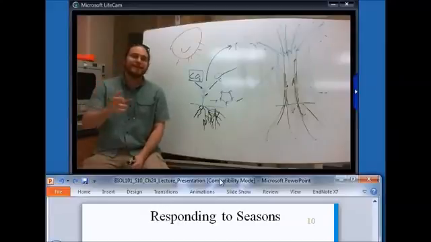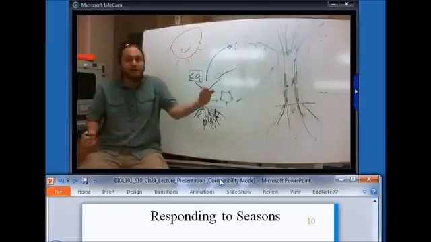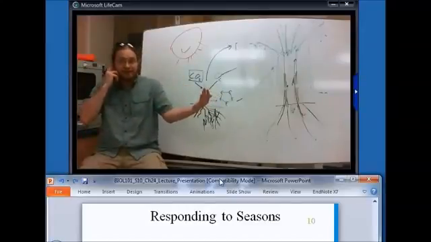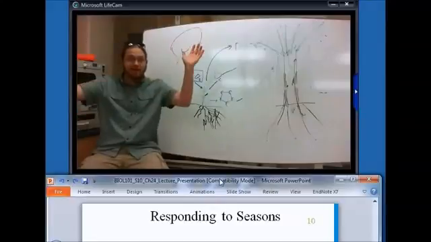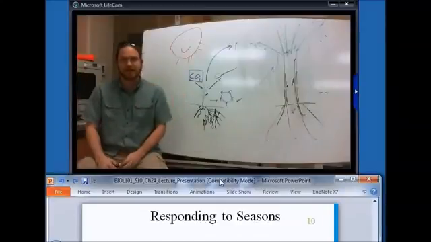Well, the reason is because temperatures can vary from year to year, right? What if you had a very cold year or a cold snap early on in the fall and a tree got rid of all its leaves early? Well, it would have lost out on all that extra energy that it could have saved and things like that.